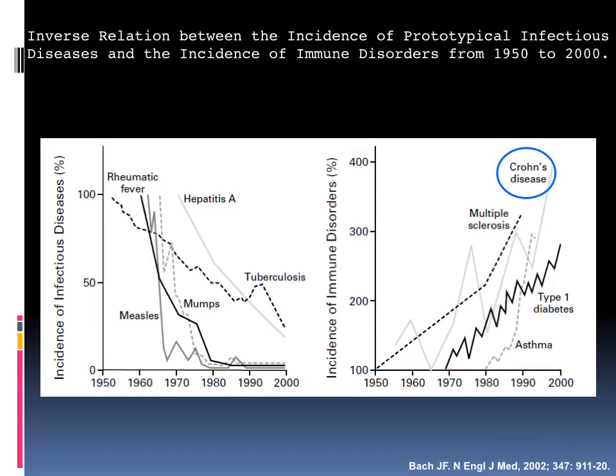Over time, there is a temporal trend of a decrease in infectious diseases, but an increase in autoimmune disease, and probably that is related to the overall theory of hygienic changes.